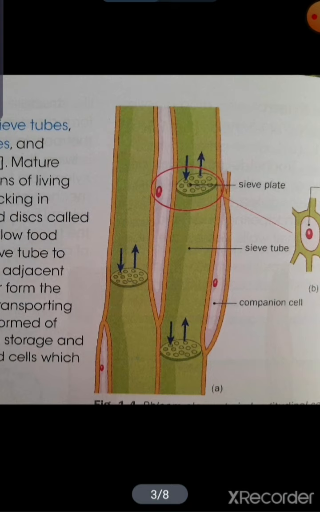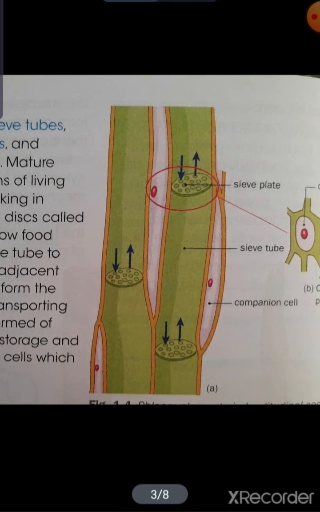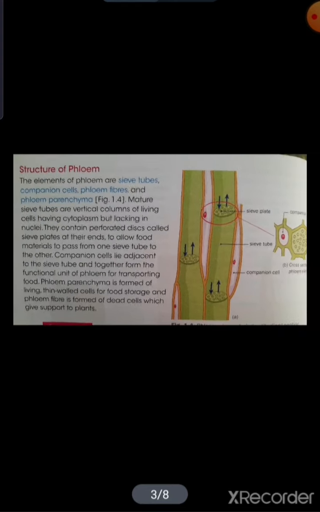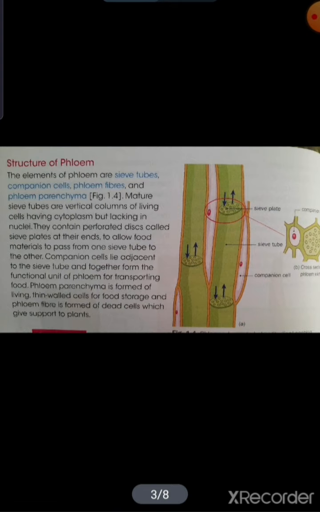Okay, and then the phloem parenchyma is a thin-walled structure which is also helpful for food storage. And phloem fiber is formed of dead cells and that also gives support to the plant. So these are the different parts of the phloem. I hope you have understood the structure of xylem and phloem.